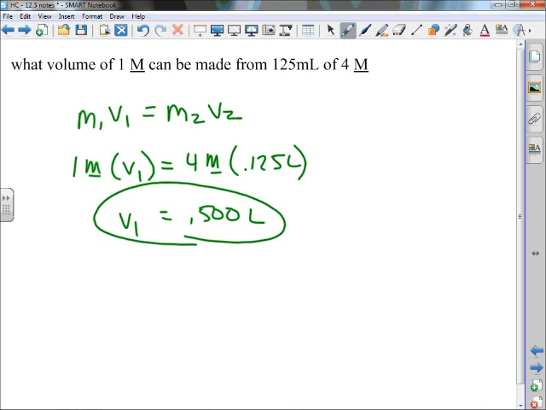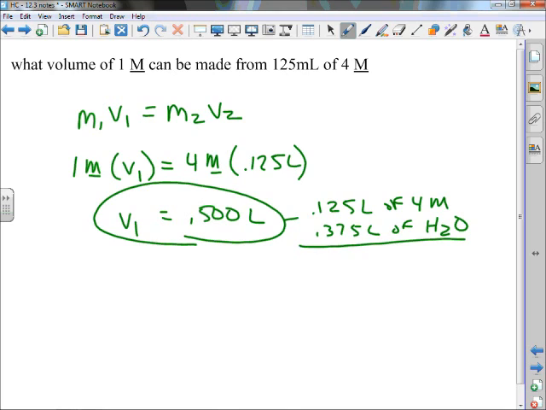So what that's saying is I can make 500 milliliters of 1 molar of this chemical. So what does that really mean? That means 0.125 liters of 4 molar, and then 0.375 liters of water. And that's how we get 0.500 liters.